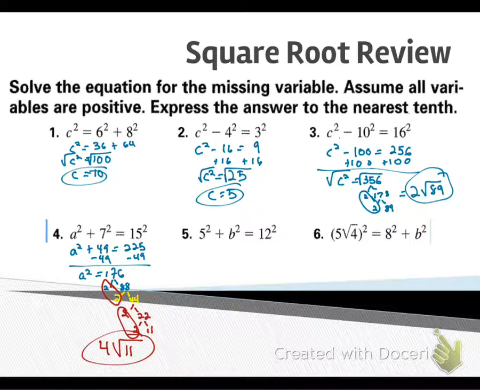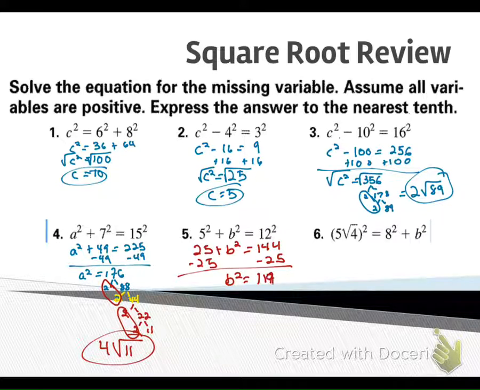And then now we go on to number 5. We're looking for b squared. 5 squared is 25, plus b squared equals 144. Subtract 25 over. b squared equals 119. Do you guys agree? And then what are our factors of 119? It is not prime.